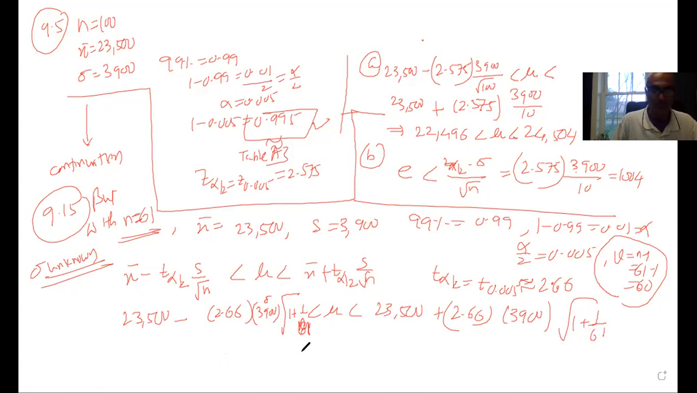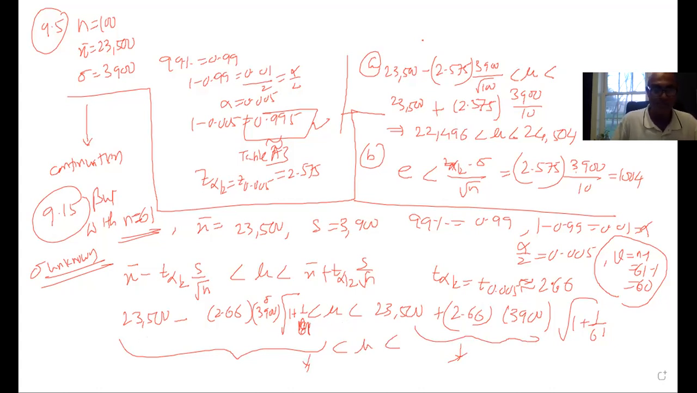And whatever numbers you get, one number you are going to get from here is less than mu, is less than my second number over here. So that is your confidence interval. That's how it works, guys. So please try to make sure about this and work accordingly. Thank you so much, guys.